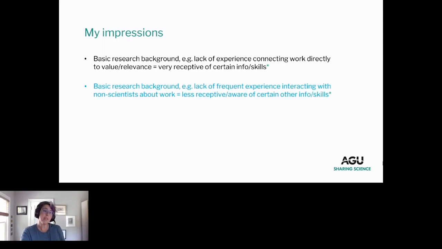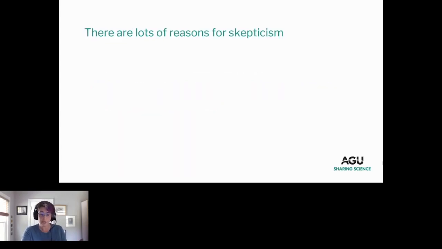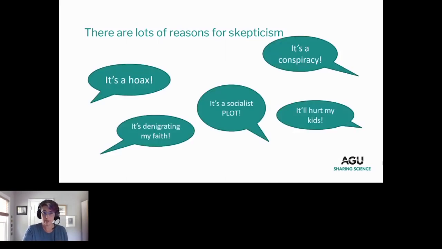Those with a basic research background can also sometimes be less aware, and again, I'm including a lot of caveats there, of certain other, what I think are fundamentals around understanding science communication and how to do it. For example, we talk a lot about the reasons that there's skepticism around science or scientists or certain areas of science. And one of them is about the politicization of a lot of areas of science, right? Climate change, vaccines, evolution, et cetera.